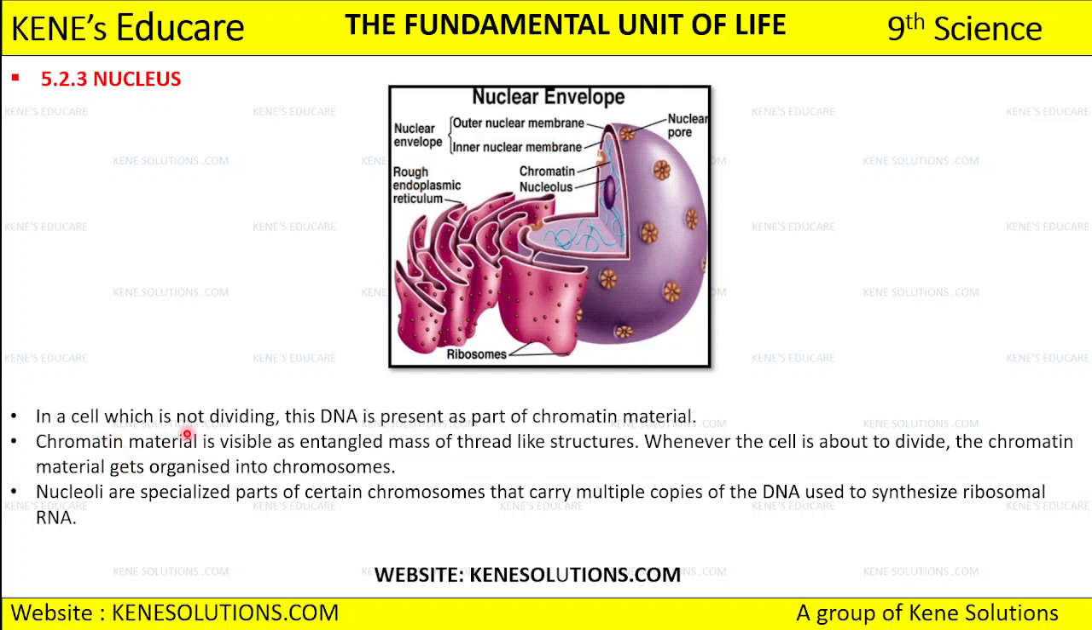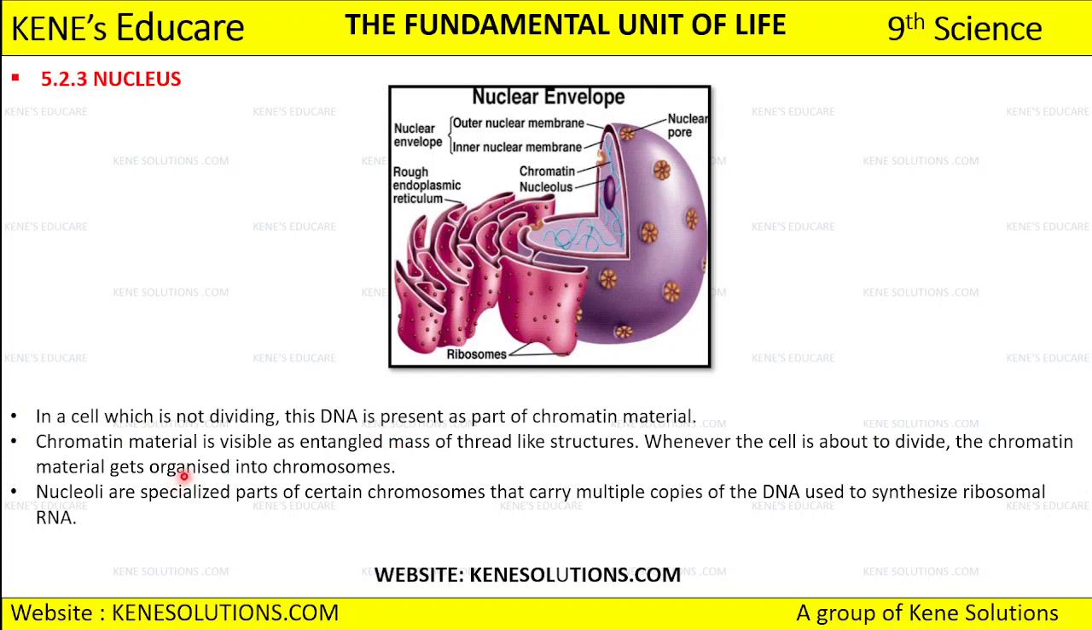So in a cell which is not dividing, now we all know cell division happens, right? So if we are talking about a cell which is not dividing, inside its DNA there is a part of chromatin material which is present, and we all know what is inside DNA, chromosomes. Chromatin material means chromosomes. So DNA has chromosomes which are present, right?